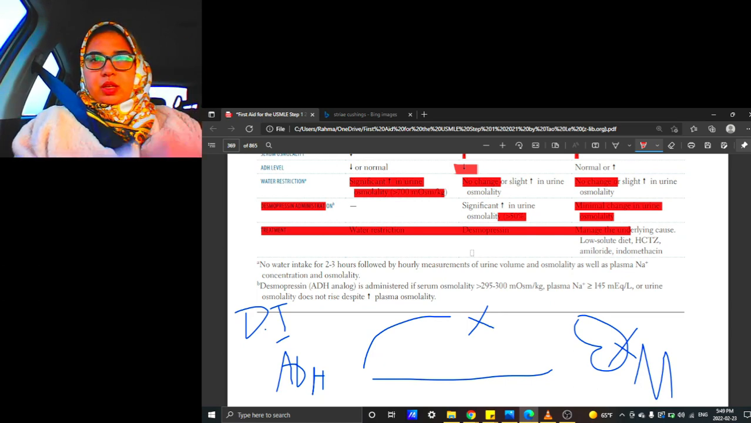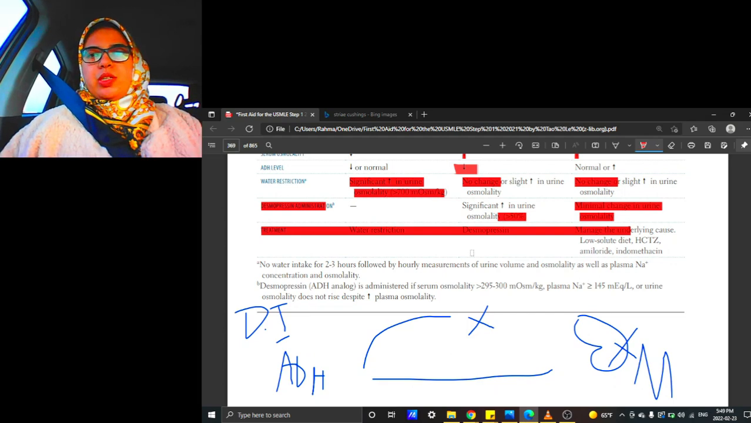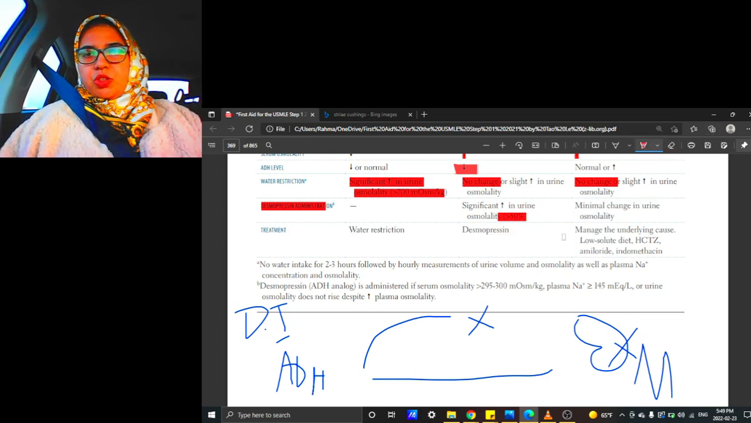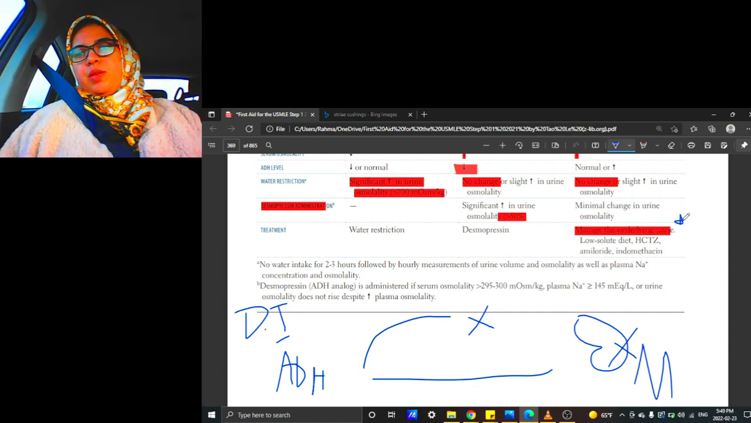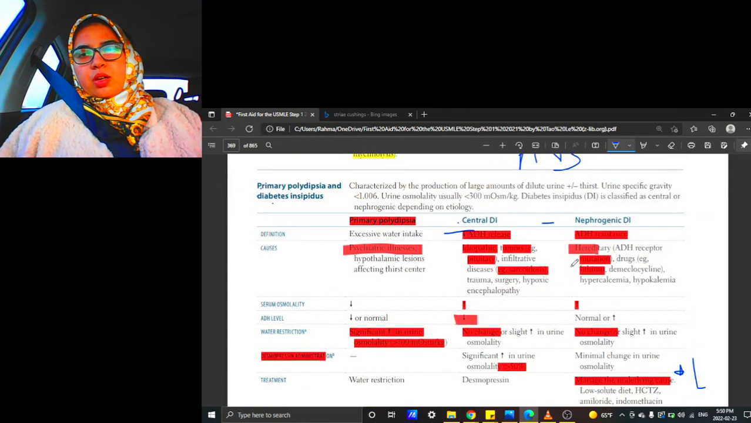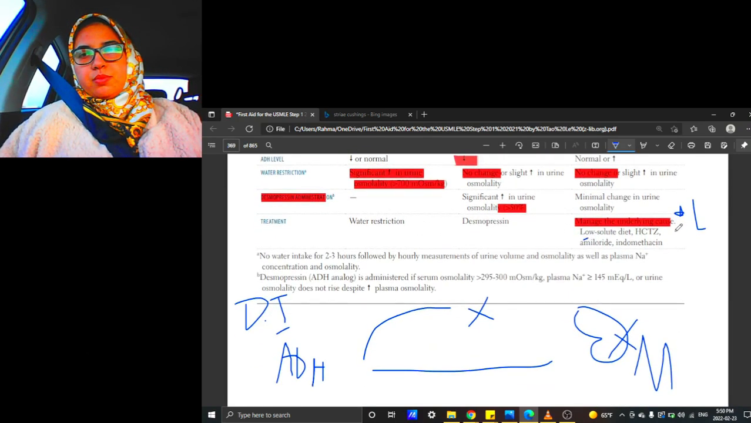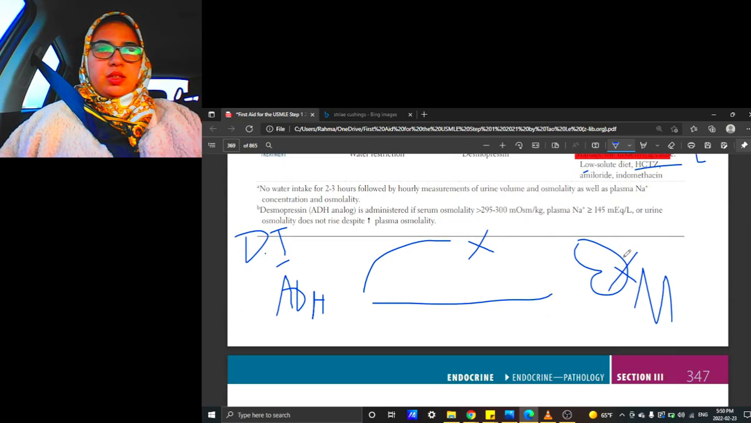For the water restriction, for the primary polydipsia, and for the patient who has the nephrogenic one, well, I need to find another way to get rid of this, to concentrate everything. So you want to have a low solute diet. And let me just erase this. Okay. So you want to manage the underlying cause, of course. And very likely the only cause you want to keep in mind is lithium, if they ask again with the BPD. If you get asked with the BPD and lithium, then stop it and switch to a different drug. Low solute diet, HCTZ, amiloride, indomethacin, for examples.